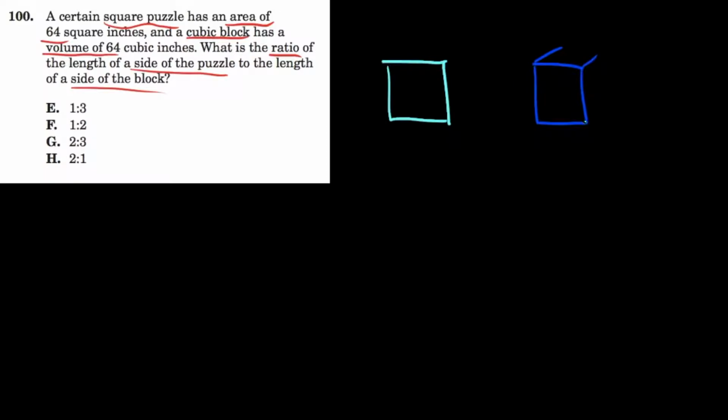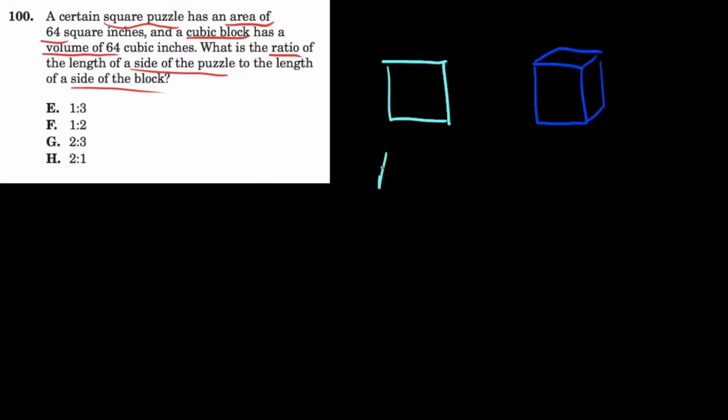A certain square puzzle has an area of 64 square inches, and a cubic block has a volume of 64 cubic inches. What is the ratio of the length of a side of the puzzle to the length of a side of the block? So they're talking about this puzzle and this block, but they don't give us any sort of visual aid, so let's do it ourselves. There's the square puzzle. The cubic block would look something like this.